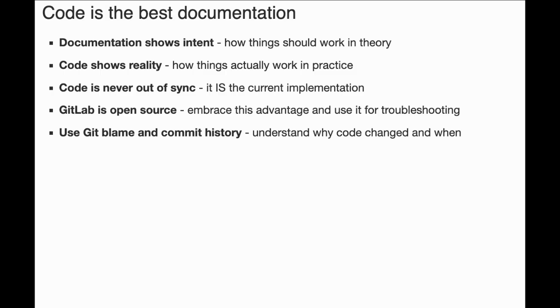GitLab is open source. Embrace this advantage and use it for troubleshooting. Having access to the code is a huge benefit to troubleshooting. This is the difference between black box and white box testing. Black box tests the functionality without consideration for its specific implementation. White box tests consider the internal code structure, code paths, etc. With open source, we can see inside the system instead of just guessing from external behavior. This lets us target specific code paths and conditions during our reproduction phase.